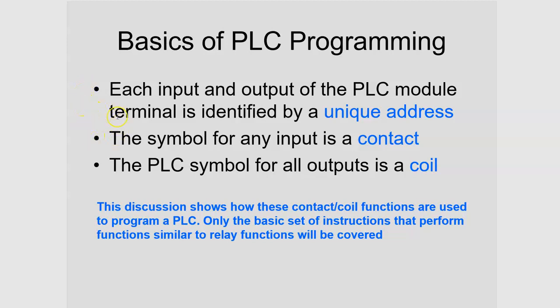The symbol for any input is a contact, and we looked at two. We looked at what looked like a normally open and a normally closed contact, and we called the normally open contact the examine if closed contact, and we called the normally closed contact the examine if open contact. We looked at those in the last video, and we looked at when each of those instructions is true and when each instruction is false, so you want to make sure that you're clear on that. So the symbol for any input is a contact, examine if open or examine if closed, and the symbol for any output is a coil.